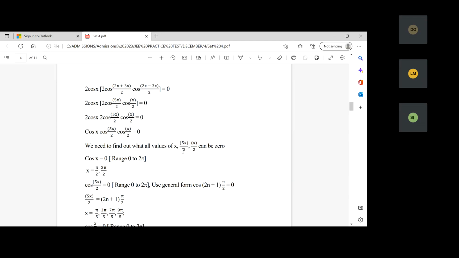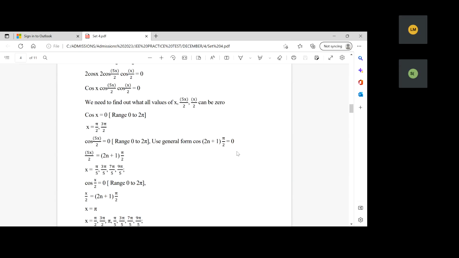Now the next one is cos 5x by 2. Here also the range is 0 to 2 pi. You can just use the formula cos (2n plus 1) pi by 2, which is equal to 5x by 2. In this way also you can solve this. So these are the values of x which are possible in this range. Similarly, you can solve it for x by 2 also. So this is the range of values possible for which cos x by 2 is equal to 0.